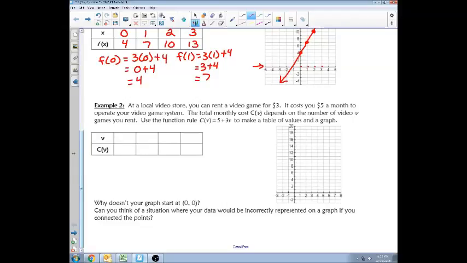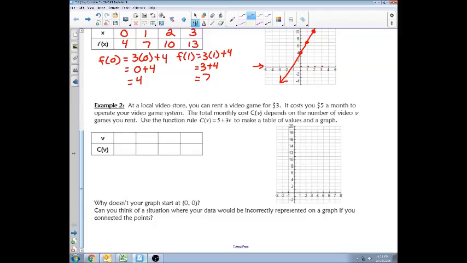At a local video store, you can rent a video game for $3. It costs you $5 a month to operate your video game system. The total monthly cost, which is represented by C of v, cost of video games, depends on the number of video games you rent. Use the function rule C of v equals 5 plus 3v to make a table of values and graph.